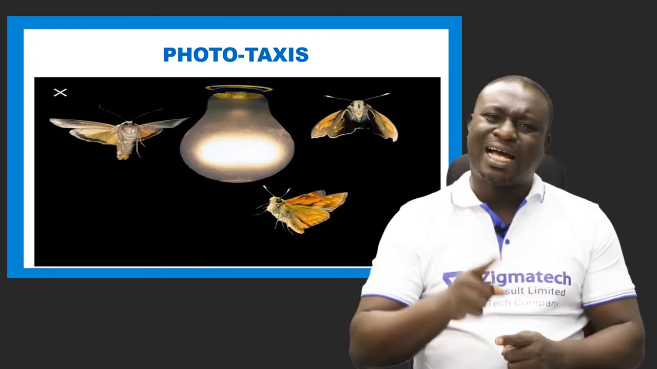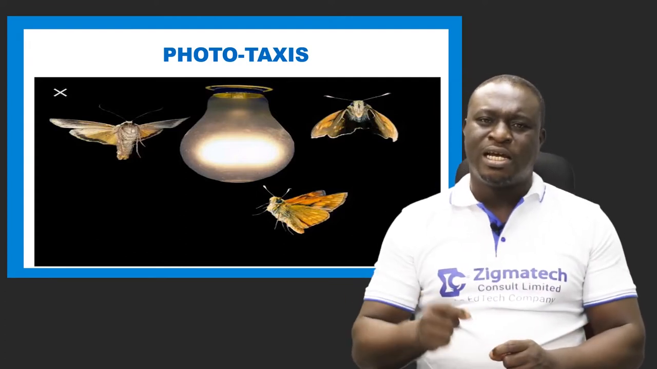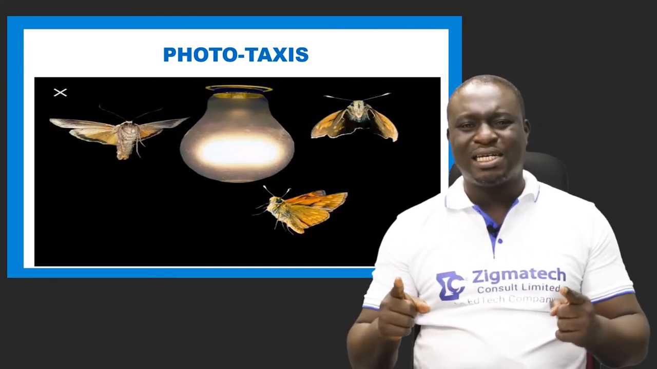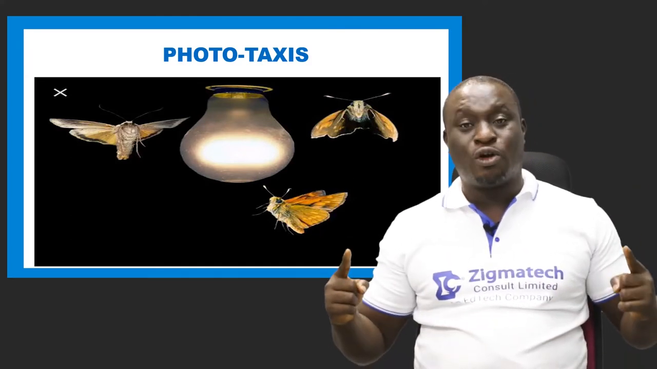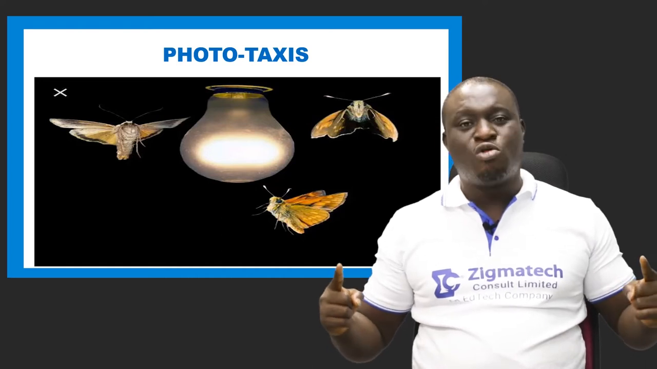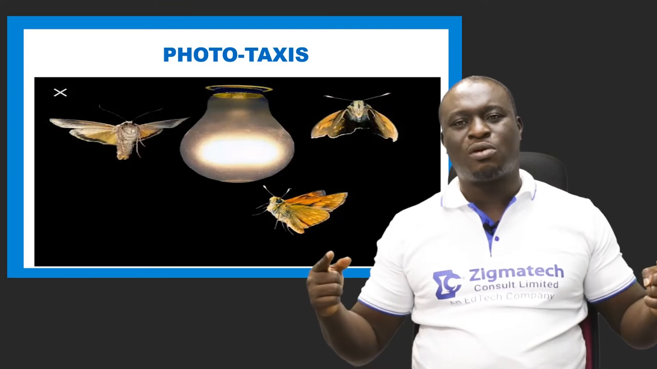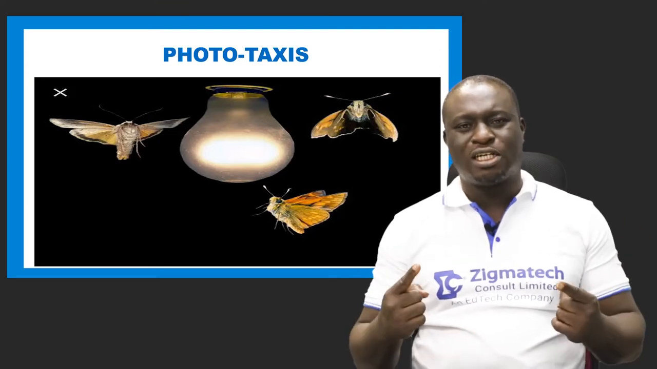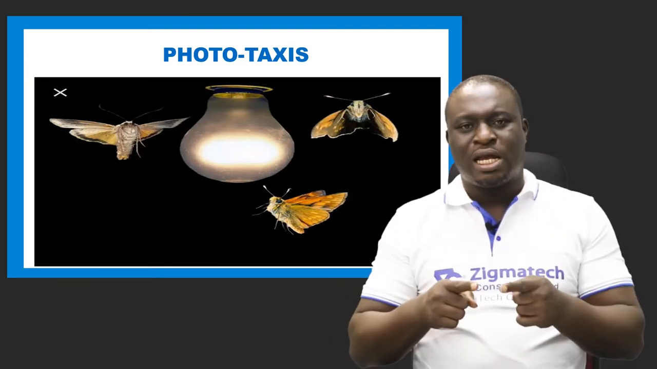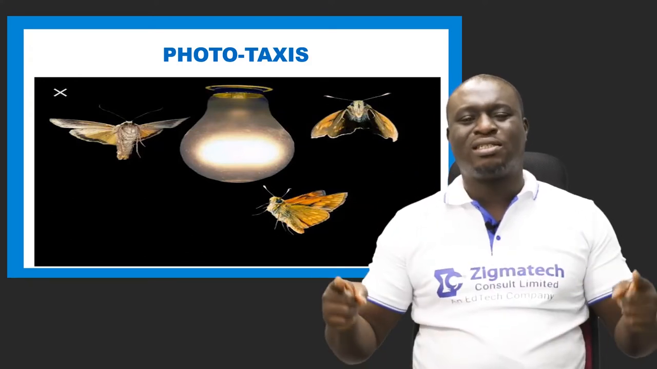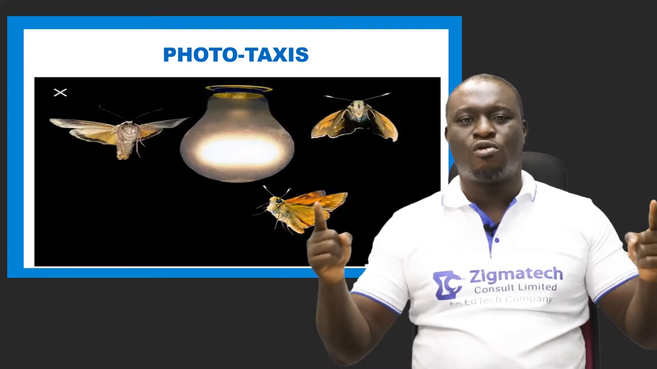What type of response would you call this? Is it a negative response or a positive response? As you can see, the moth, the insect there, is moving towards the light. And I told you that when the whole of an organism is moving towards an external stimulus, it means it is a positive response.